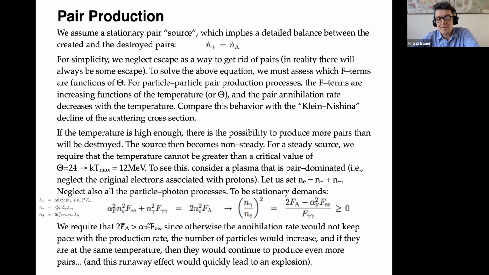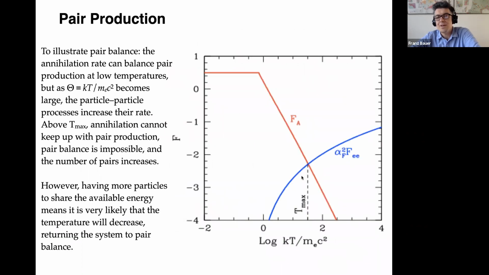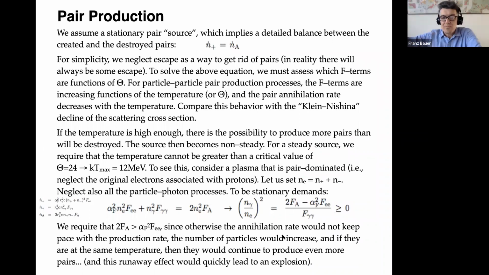And what that means is that 2FA has to be greater than this, right? And that kind of comes back to this thing here. So this thing has to be greater than that thing. So it has to be in sort of this regime. Otherwise, we go into a non-steady state solution. And we get this sort of runaway effect. This will lead to the overproduction of pairs, and eventually you'll have some sort of exodus of these pairs, which will lead to some sort of explosion.